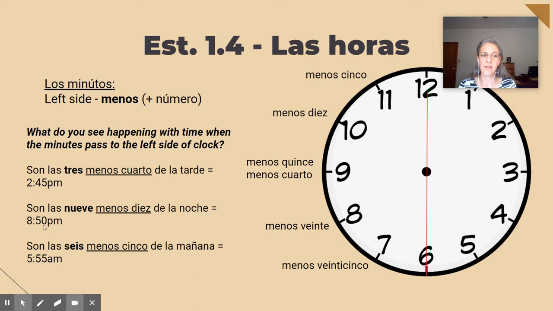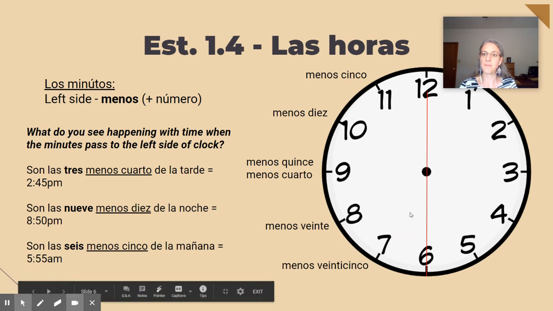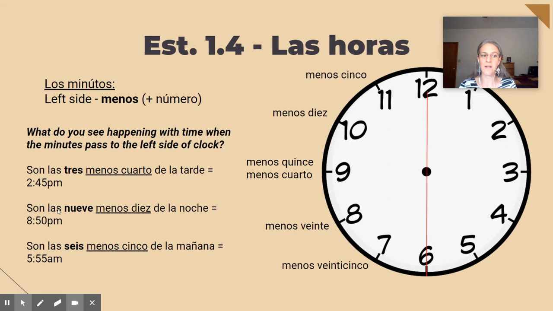Okay, next one. If it's 8:50, because it's on the menos side, the left side of the clock, the minutes, I'm going to talk about the next hour. The next hour is 9 o'clock. Son las 9 menos 10. How many minutes till 9? 10. So I say the next hour, son las 9, and I subtract menos 10.